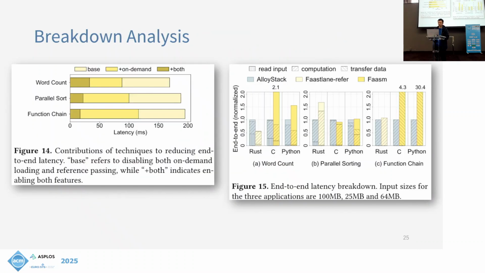At last, we also did a breakdown of our system. It shows that on-demand loading reduced latency by 40 to 48%, while reference passing can decrease the end-to-end latency by 35% to 51%.